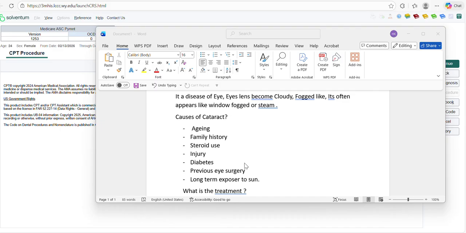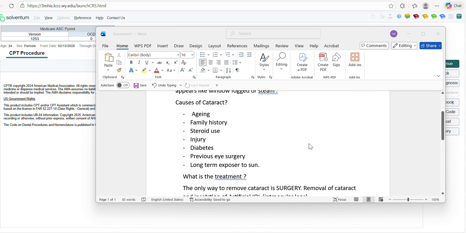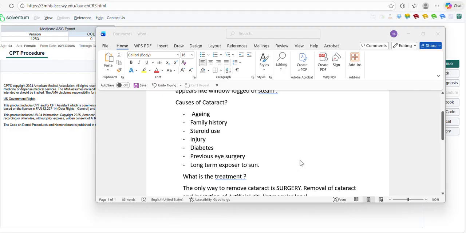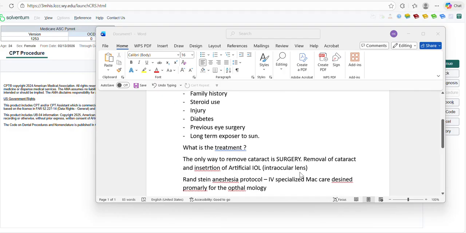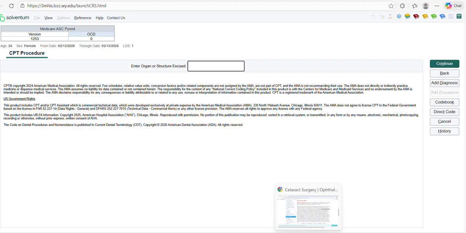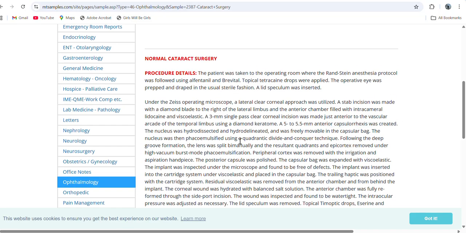Okay. So what's the main reason for the cataract? Basic reasons are aging, family history, steroid or drug use, injury, long-term exposure to the sun, and previous eye surgery. The only way is to remove the cataract, that is surgery: removal of the cataract and insertion of an artificial intraocular lens. Okay, so let's come to the procedure.